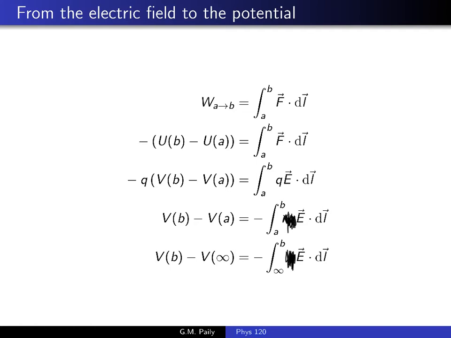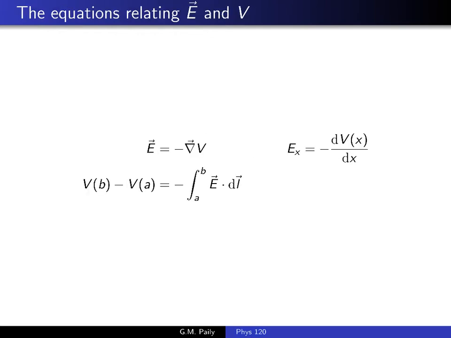In particular, we can set one of these points to be infinity. We usually say that the potential at infinity is 0, so this gives us a way to define the potential at B. It is the negative integral from infinity to the point B of the electric field along a path. Here we summarize the relationship between E and V.